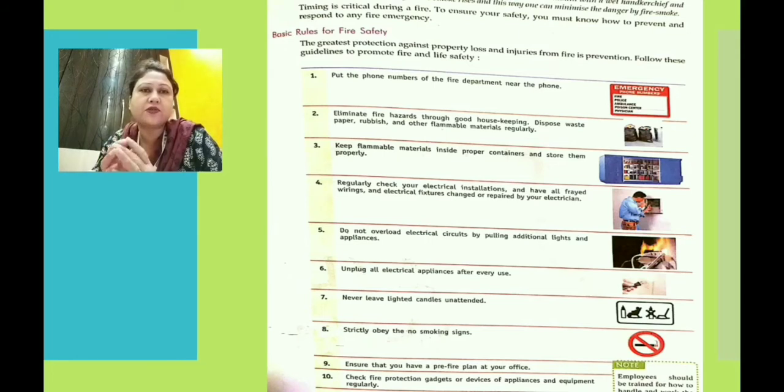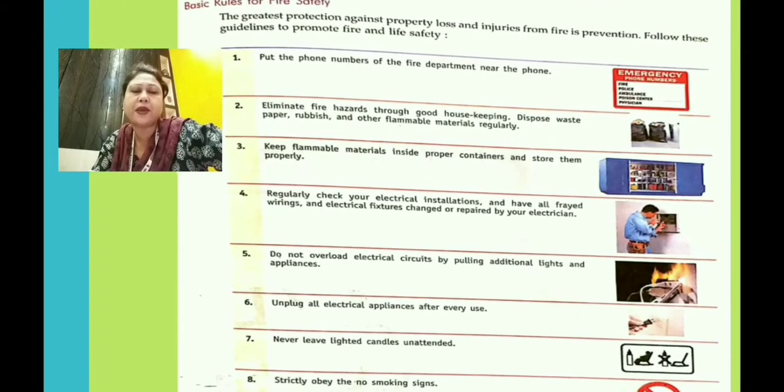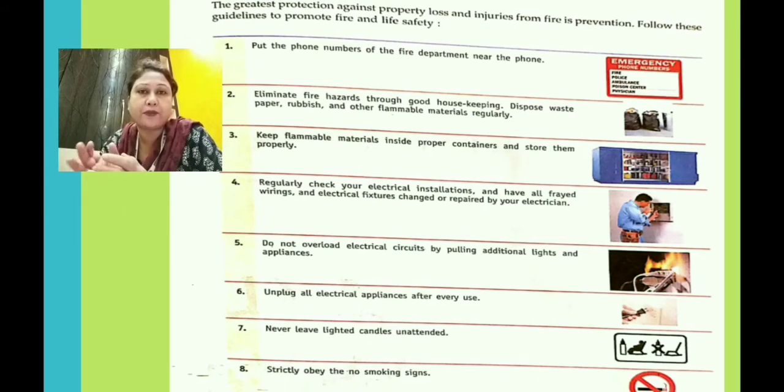So what we can do is always put the phone numbers of the fire department just near our phone, handy, wherever we can get it immediately. Then we should eliminate fire hazards through good housekeeping, disposing of the waste paper, the rubbish, and other flammable materials regularly. Then we should keep the flammable materials inside proper containers and store them properly.